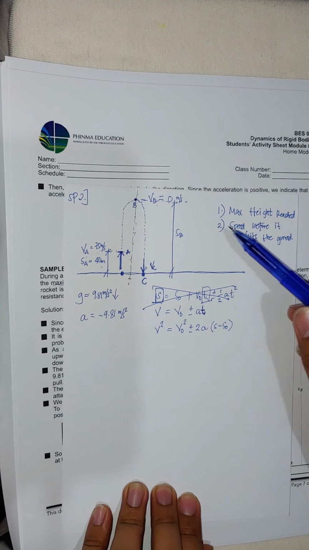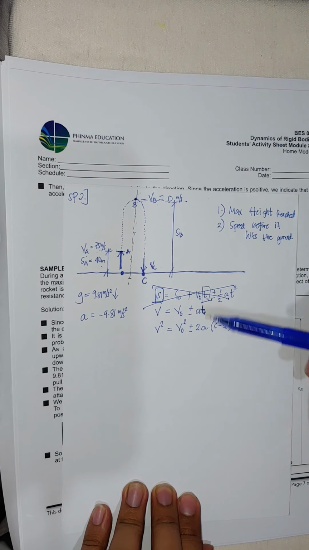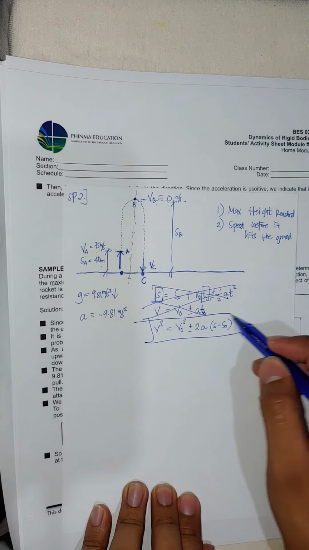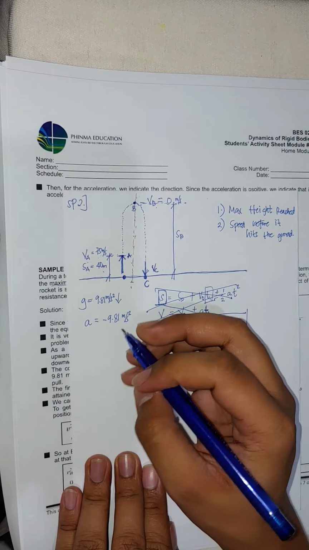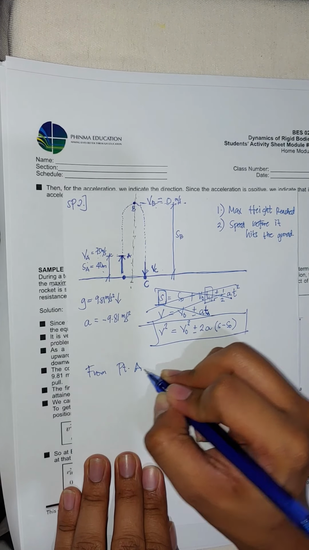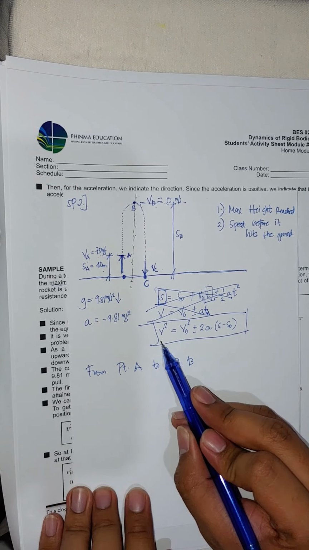We are asked to solve for the maximum height reached and for the velocity before it hits the ground. So let's neglect this formula. Therefore, we are going to use this third equation. Okay, so this is it. Now, from point A to point B, we are going to use this equation.